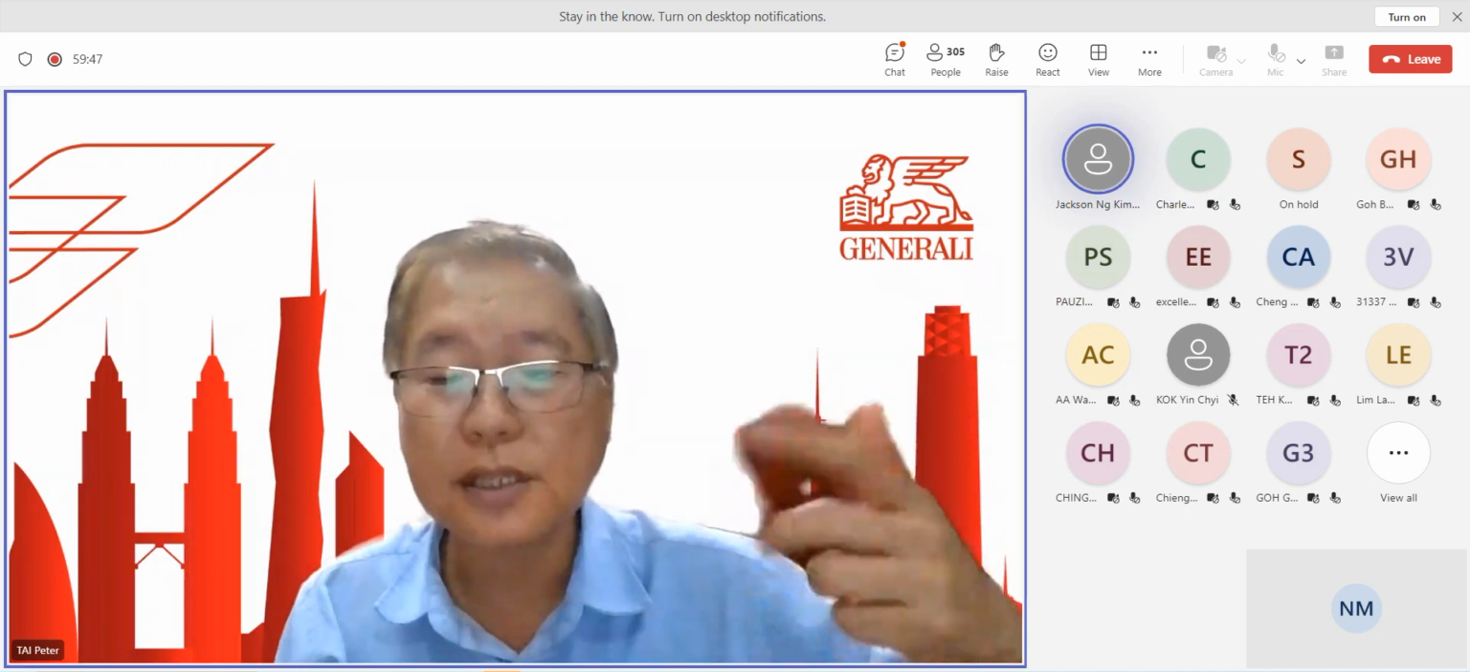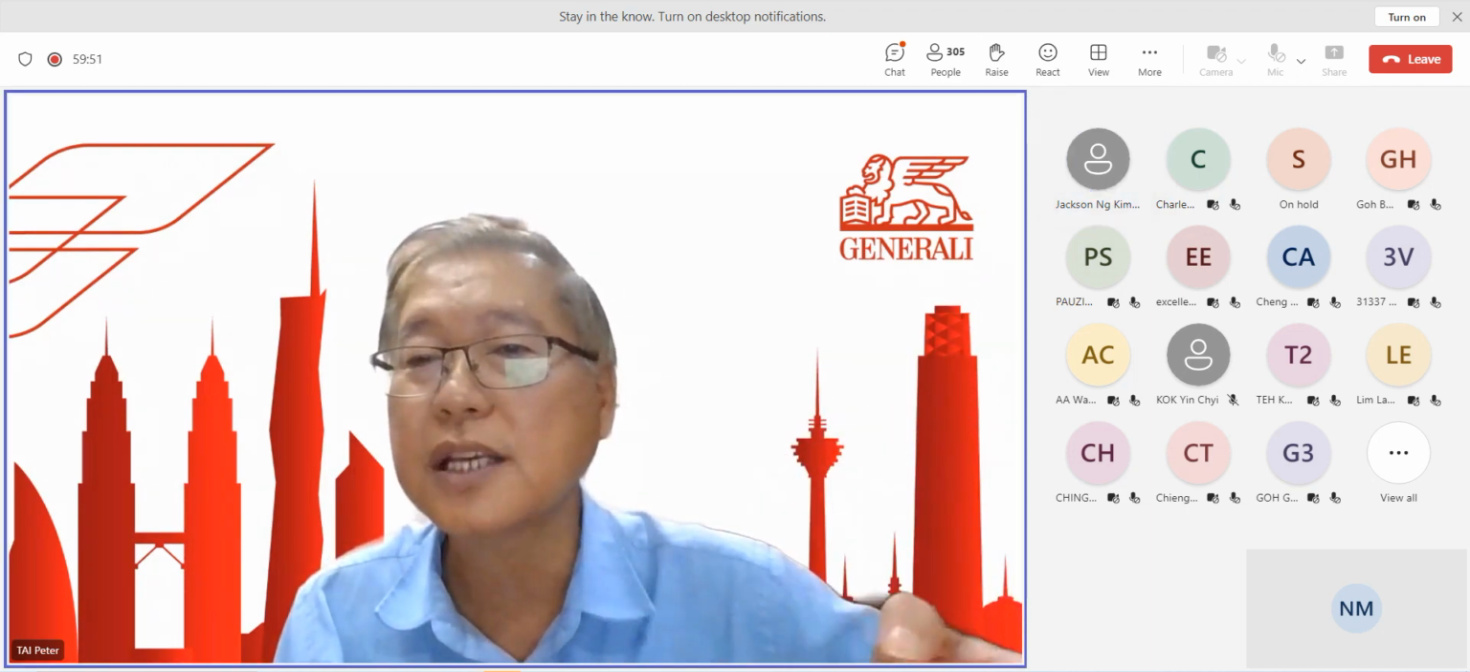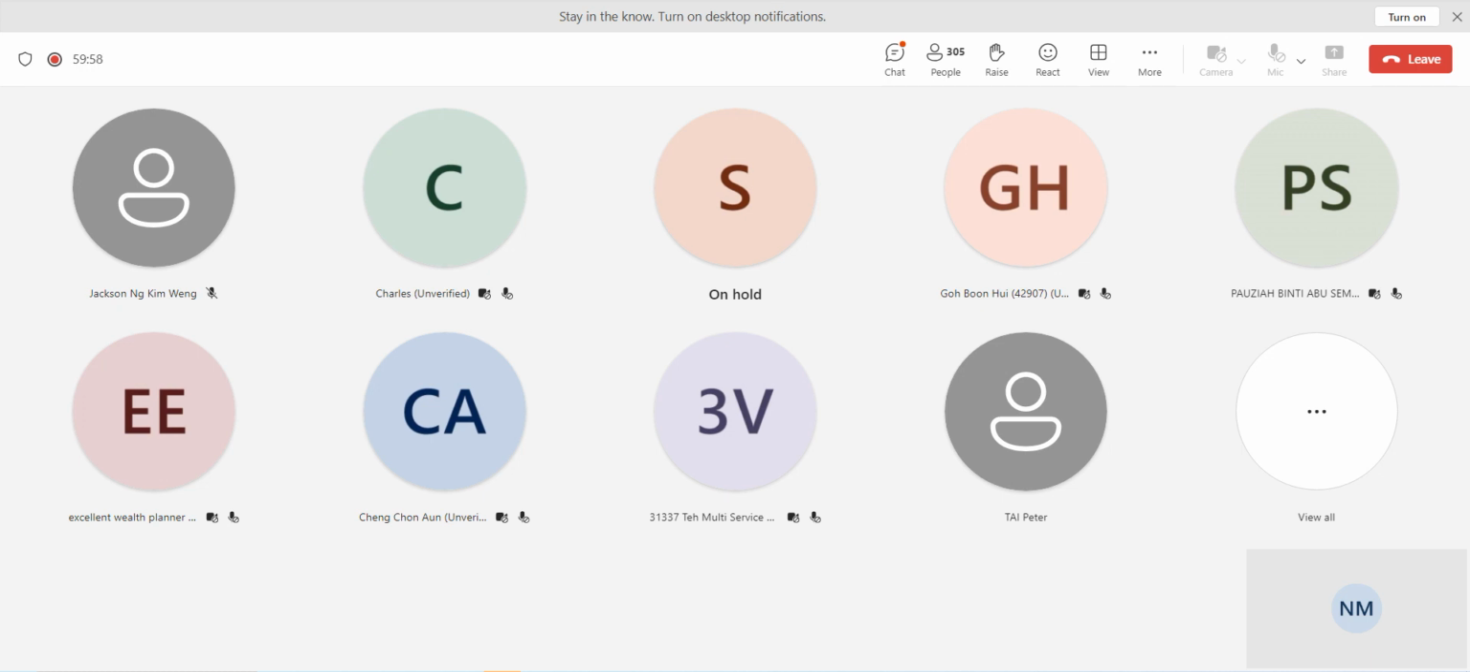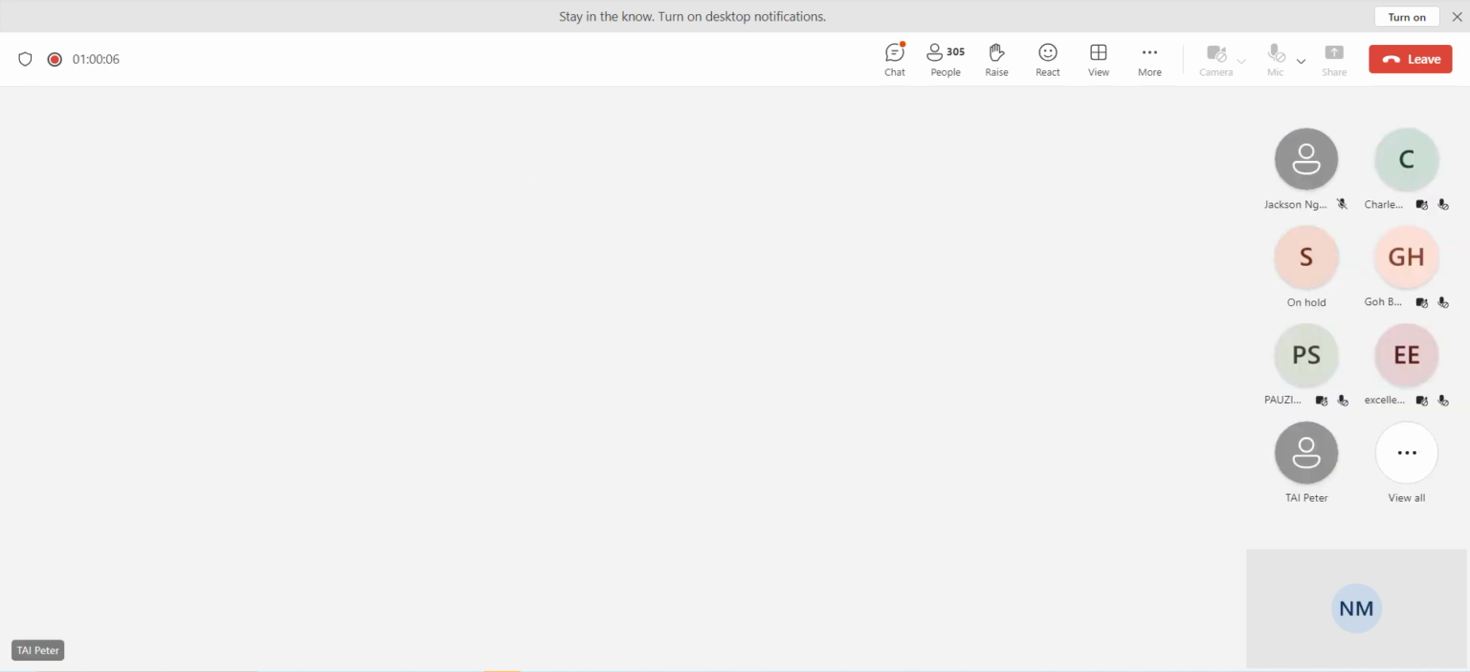I'm going to turn off my camera because I want to save network bandwidth. So I'll share my slide. Can you see my slide? So far not yet. Jackson, every time I share the slide, it goes buffering. I think it's because the slide is too heavy.